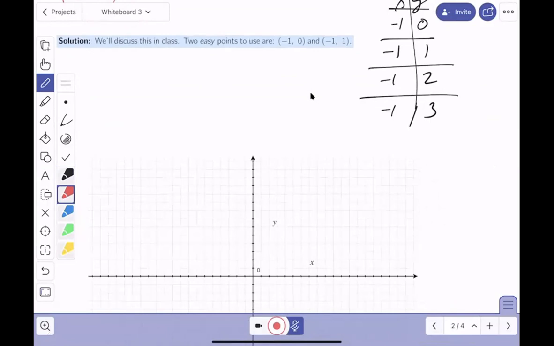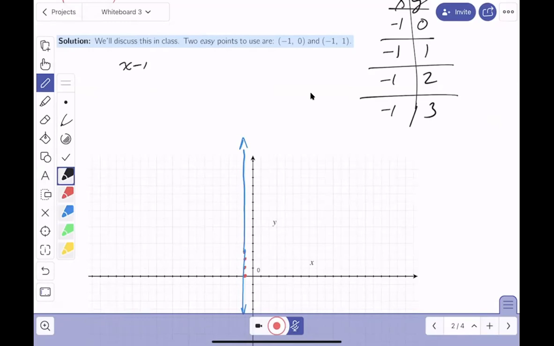Let's see if we can plot the points, one at a time. Let's see, -1, 0. -1, 1. -1, 2. -1, 3. Line it. And again, I know my lines are not great. I realize that. All right, what kind of line is that? It's a vertical line.